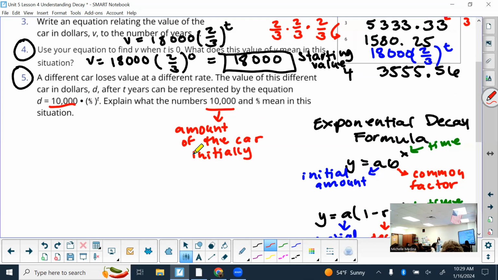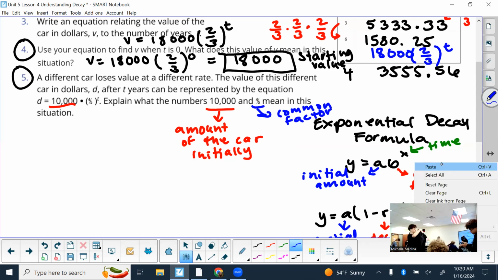What does the 4 fifths mean? Table 4. It's our common factor. We're out of time, but that's what it means. This is what I'm multiplying by each time. So technically it's losing a fifth of its value, but the common factor is 4 fifths. We'll practice that more later this week, but those are the answers.